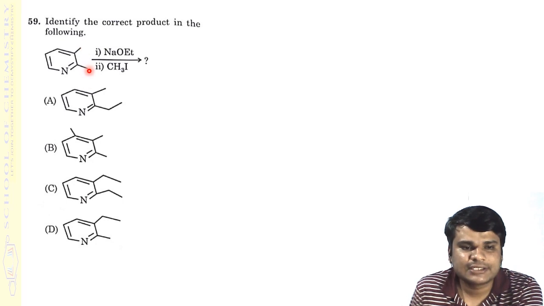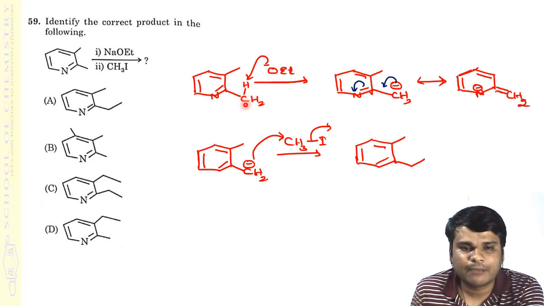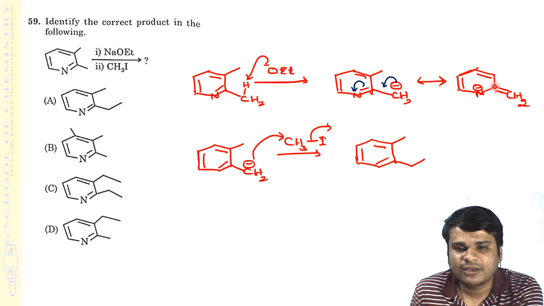So actually in this case, it is expected that sodium ethoxide should abstract protons from this methyl group, which is at the second position with respect to the quinoline ring, right? Because whenever it abstracts protons from this particular methyl group, the negative charge we get on this carbon atom can be stabilized by resonance, and this N atom can take up the minus charge. The same thing is not possible if this ethoxide ion abstracts protons from here.